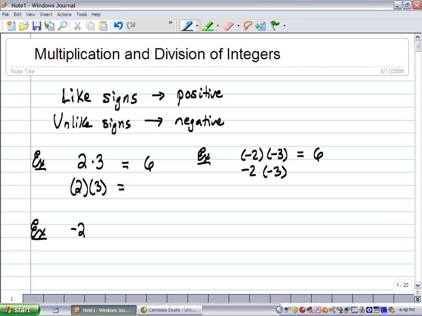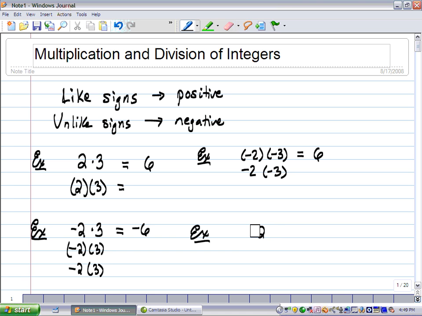Unlike signs, negative 2 times 3, all those are the same thing. Unlike signs would be negative 6. And it doesn't matter which one's negative, whether it's the first one or the second one, the larger one or the smaller one. One's positive and one's negative, so the answer is going to be negative.